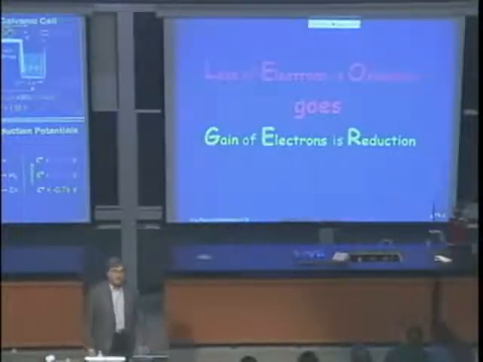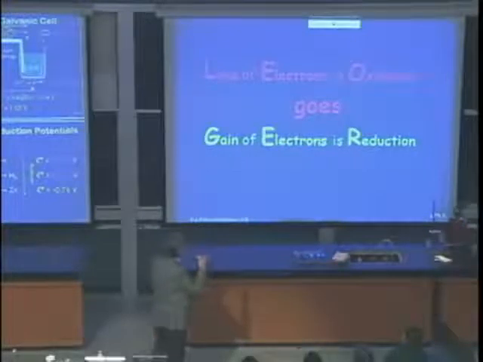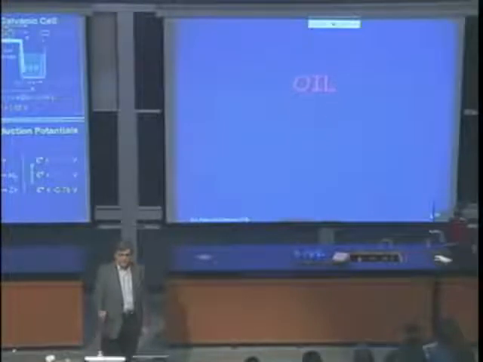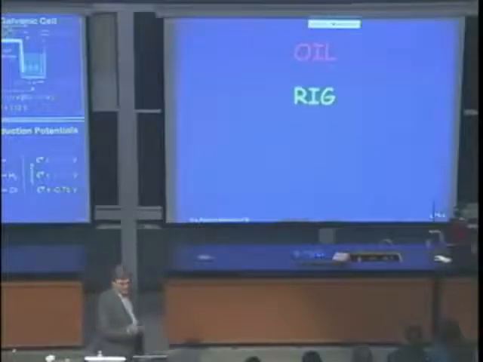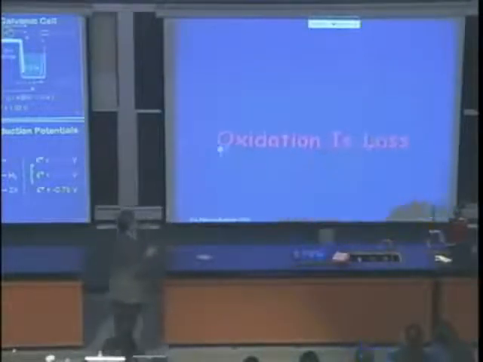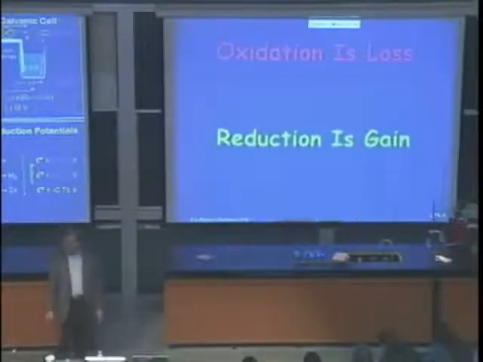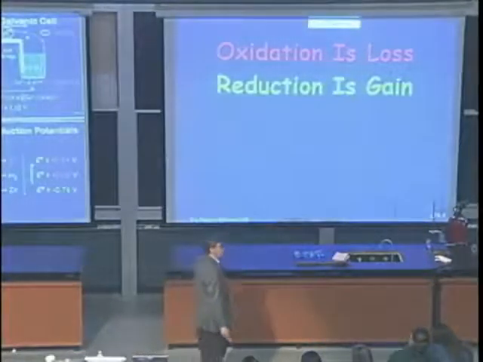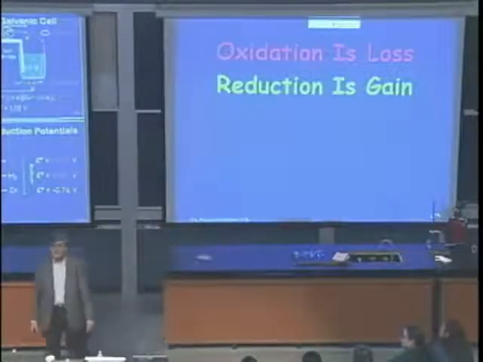And for those of you who may not be so much in favor of animals or pets or Leos, I give you something else. Oil rig. Oxidation is loss of electrons, oil, and reduction is gain of electrons, rig. Oil rig. Okay, you need to remember one of those or both of them, Leo goes grrr or oil rig, because this will help you with your redox reactions.